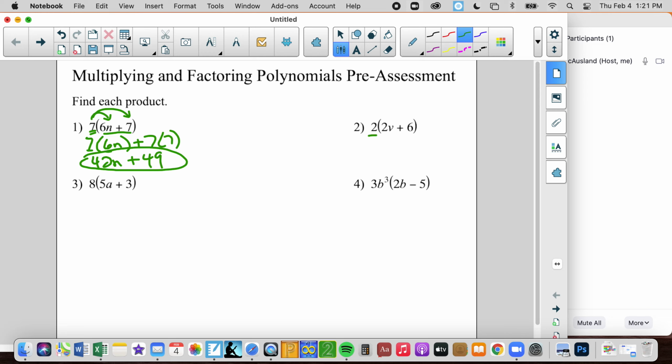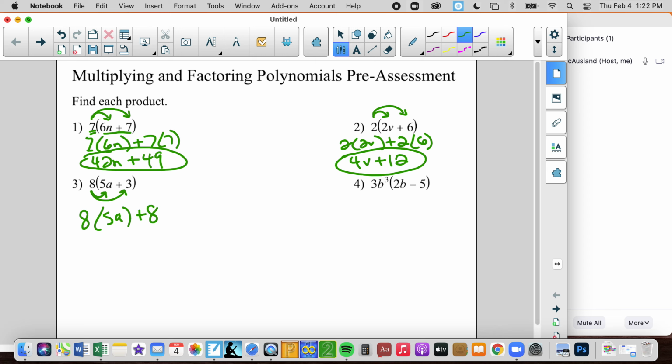You see that we have a monomial times a binomial. Monomial times a binomial, monomial times a binomial. So one term times two terms in these first couple of examples. So we're going to distribute the 2 times 2v plus 2 times 6. 2 times 2v gives me 4v, 2 times 6 is 12. 4v plus 12. Next one, we're going to distribute the 8 into each of these two terms. 8 times 5a plus 8 times 3. That gives me 40a plus 24.